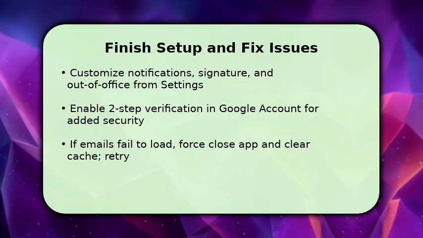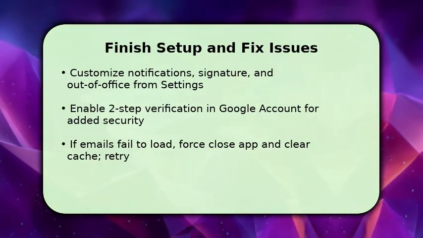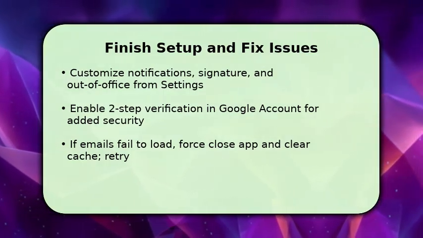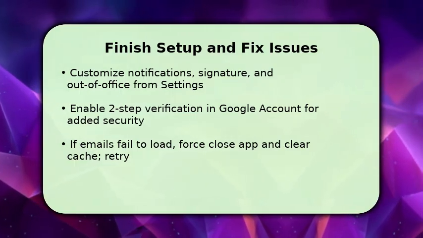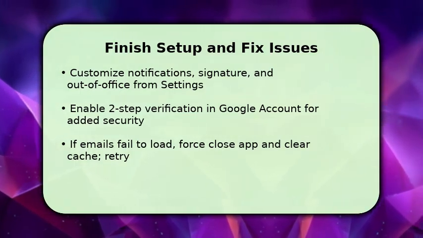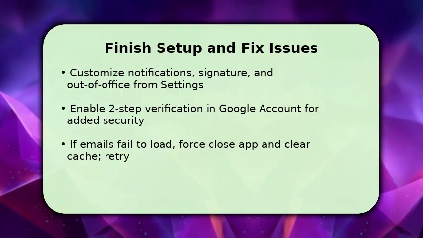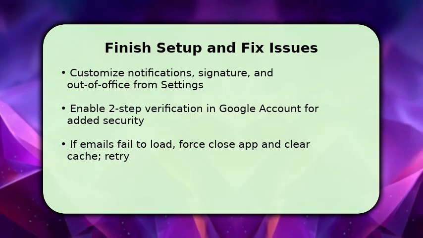If a message doesn't appear or attachments won't download, force close Gmail, clear cache from app settings, and reopen. Make sure storage isn't full and your clock is correct. If problems persist, remove and re-add the account to refresh authentication and sync.